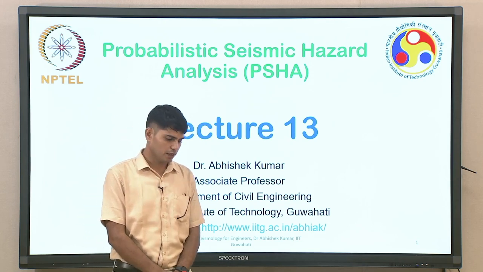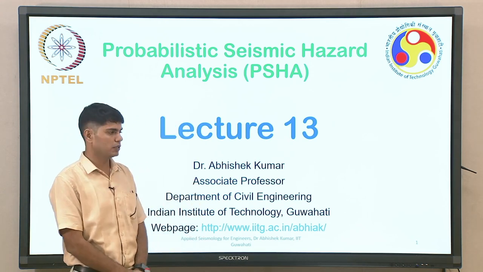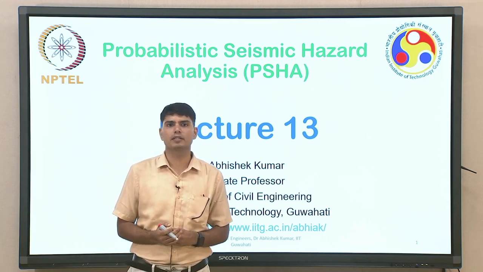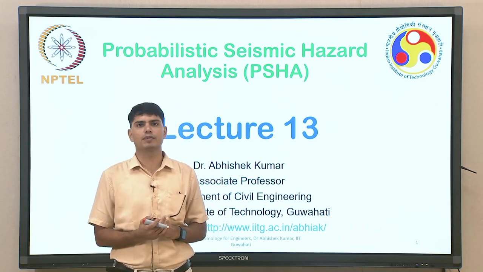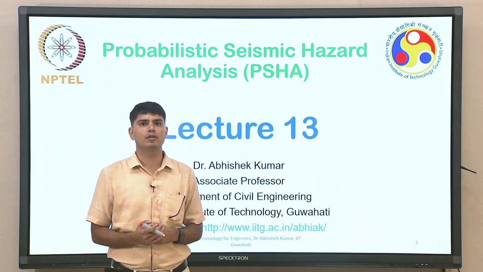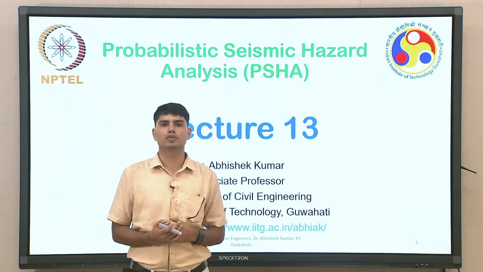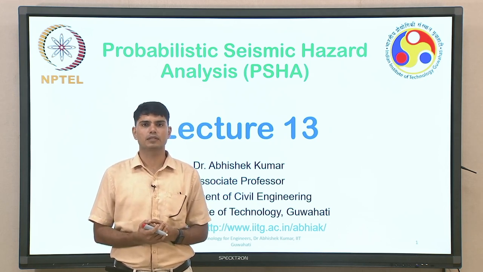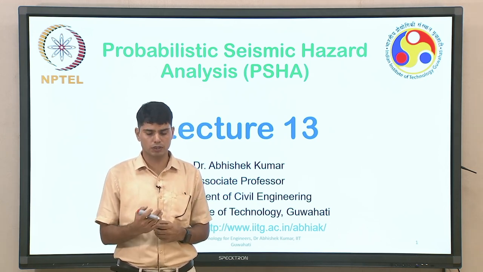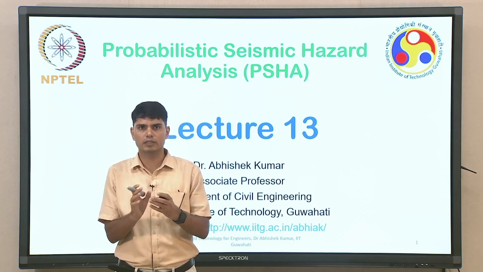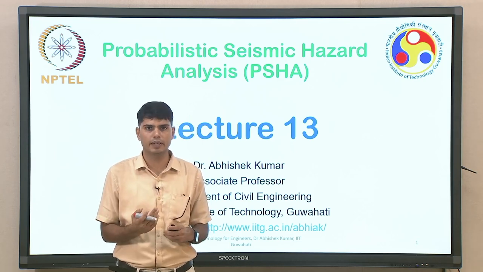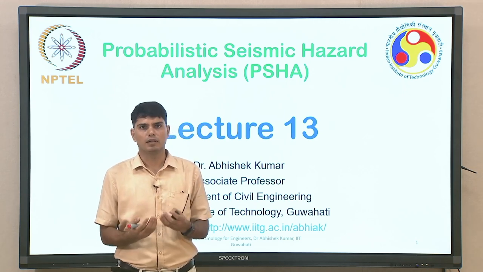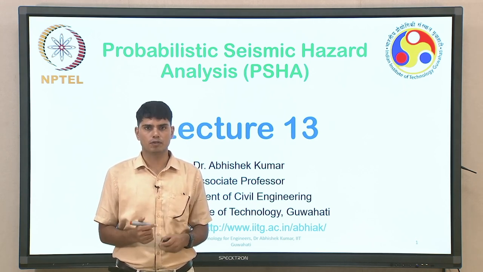In earlier lecture, lecture 12, we discussed deterministic seismic hazard analysis. The primary purpose of determining seismic hazard value at a site of interest is to find out what is the expected level of ground motion which is likely to occur at the site of interest. In the last class, we also discussed that primarily two methods are there based on which one can determine the most likely to occur level of ground motions at the site of interest.